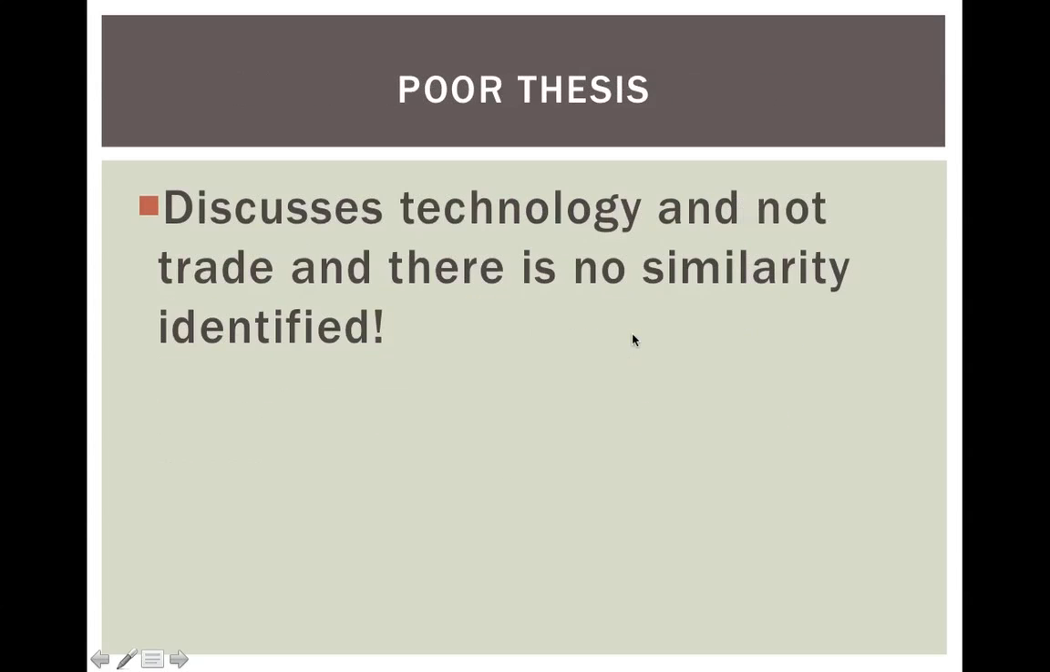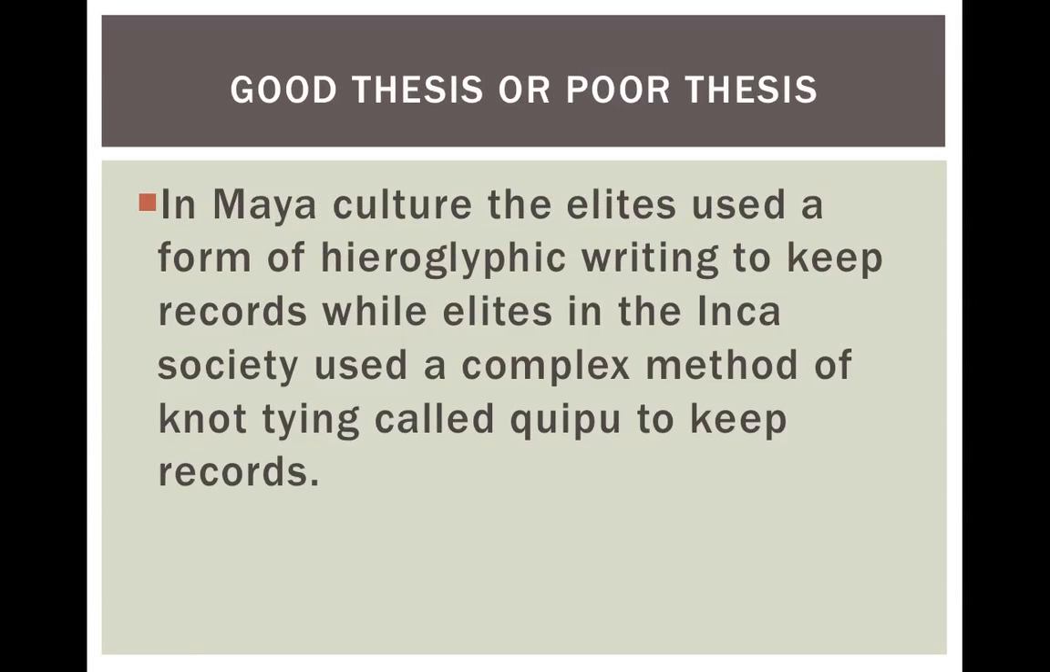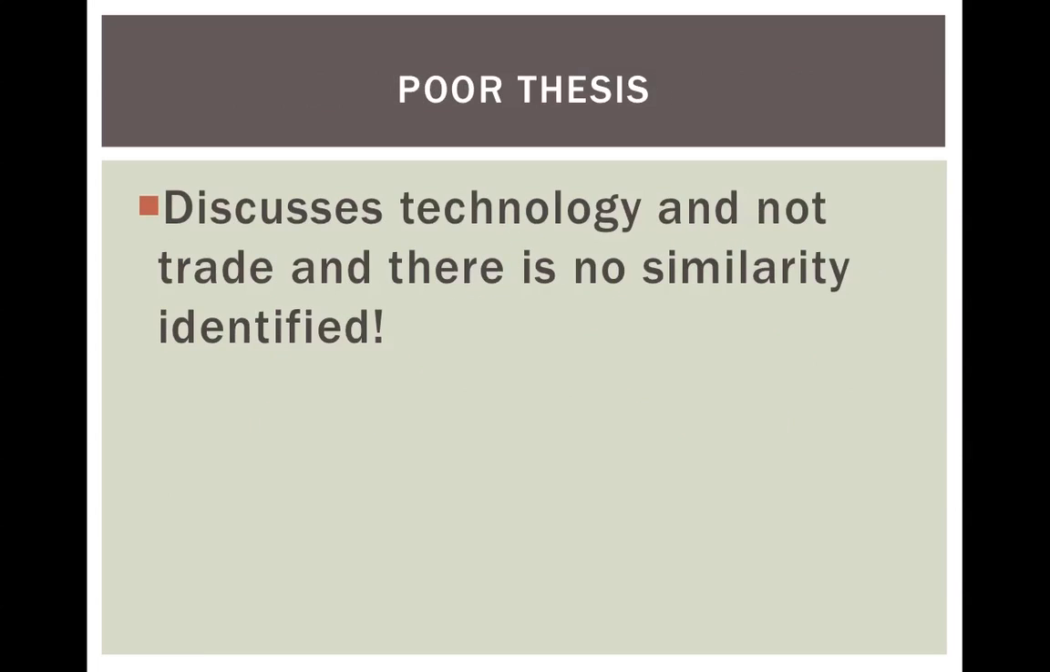The other big problem is that they don't identify similarity. They just state that they use different types of writing systems, record-keeping systems, for recording their data. They don't say how they're similar. So it only answers part of the prompt. It does not fully answer the prompt. You could say that they answer this technology that tied into trade because it talks about keeping records, but really the bigger problem is that they only talk about a difference and not a difference and a similarity.